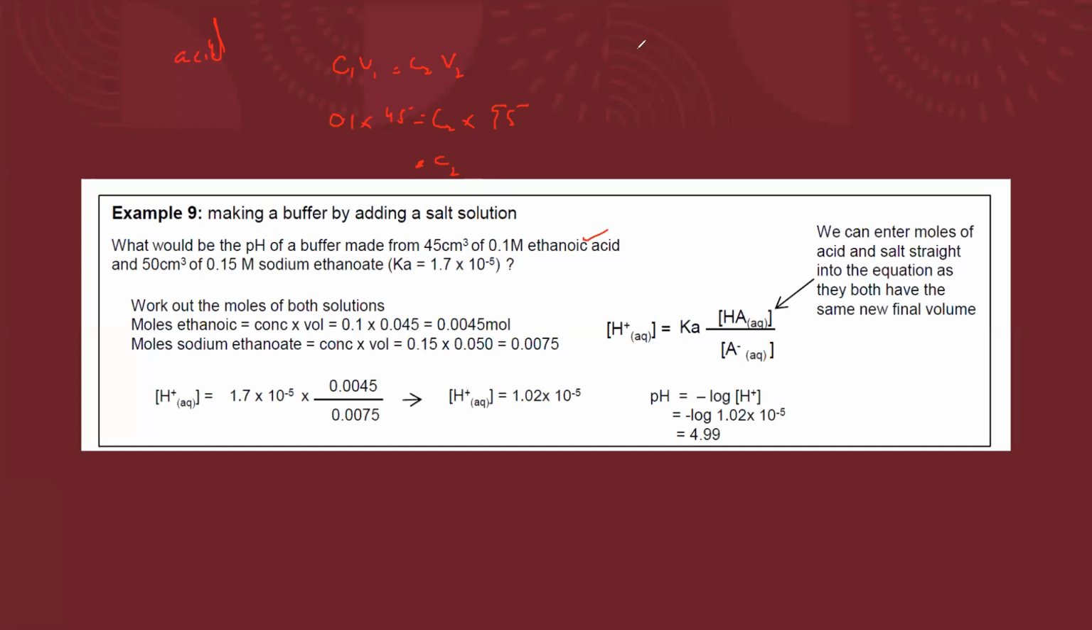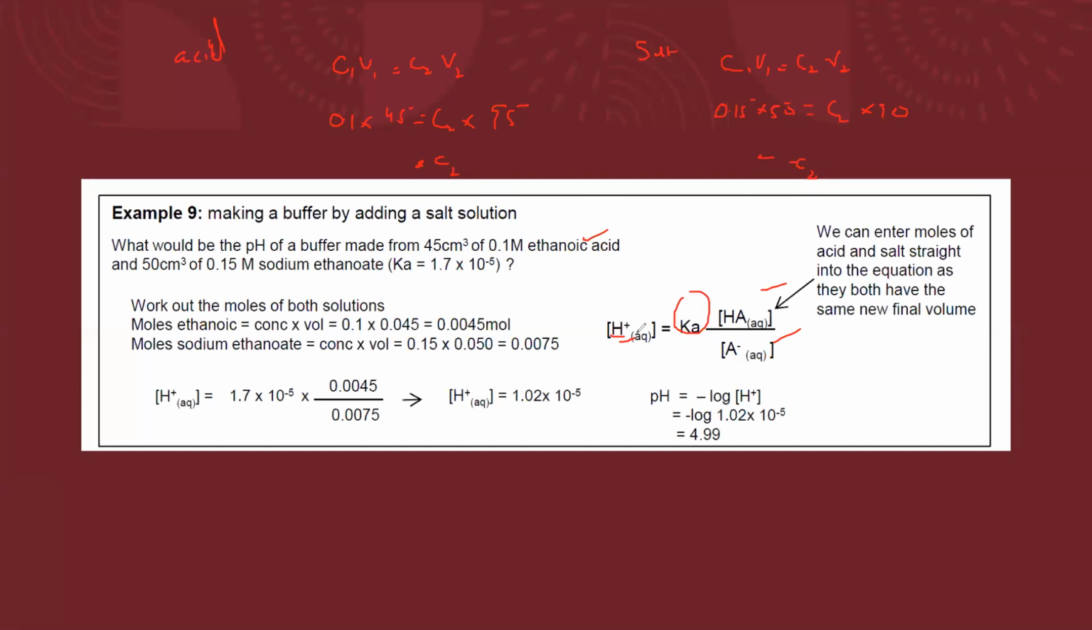In the same way, I will use the same formula to get the new concentration of the salt. C1V1 equals C2V2, so C1 is the original concentration of the salt, 0.15, the original volume is 50, the new concentration we don't know, and the new volume is 95. I'll get the concentration of salt. So I have their concentrations, Ka is given, I can find the hydrogen ion concentration, and using that, I can find the pH. This is one way.